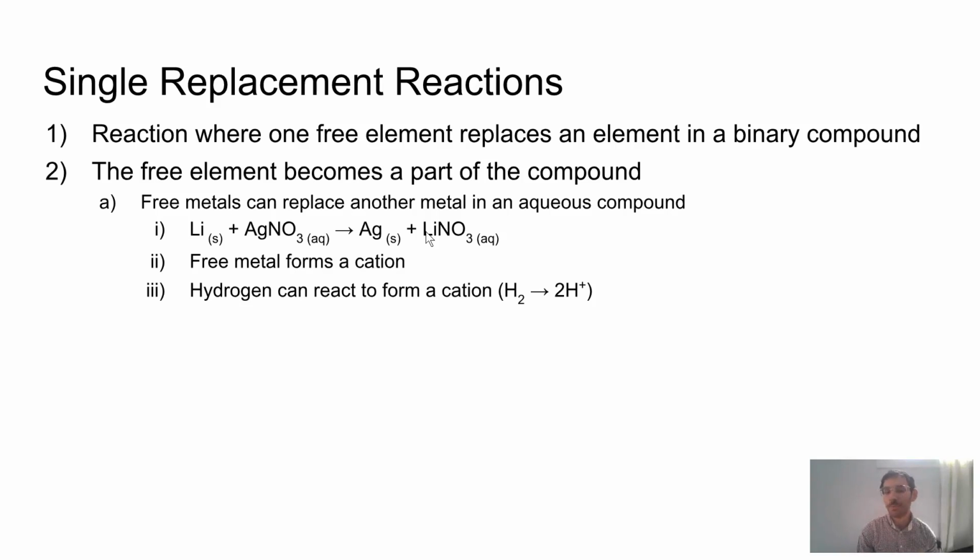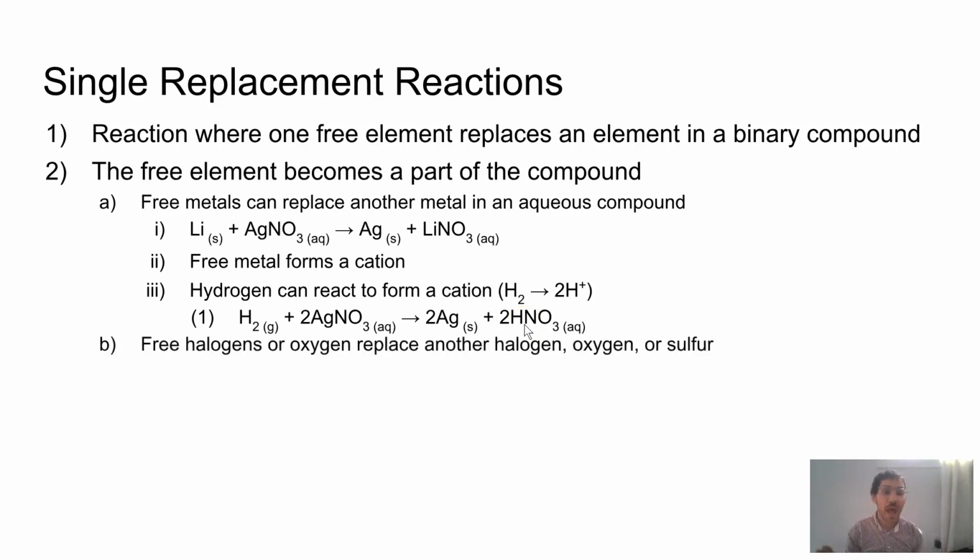Hydrogen is also cool because it can form cations as well and kind of pretend like it is a metal. So we'll see a molecule of hydrogen gas forming two hydrogen ions. Nifty. So here's an example of that. We might see, instead of lithium reacting with this silver, hydrogen reacting with that silver to give us free silver again, and in this case, nitric acid.